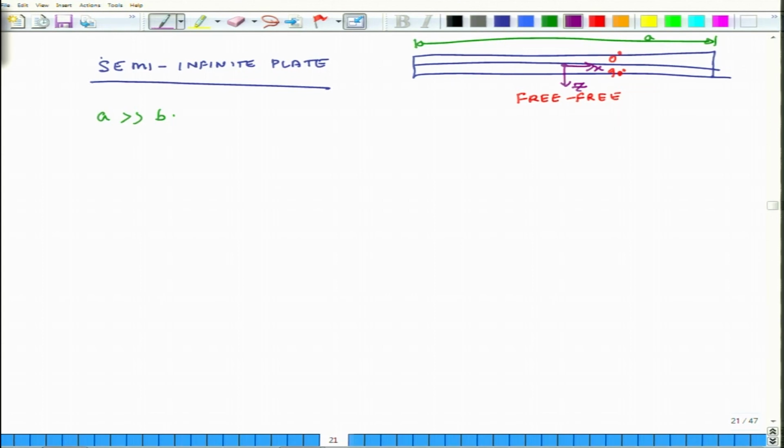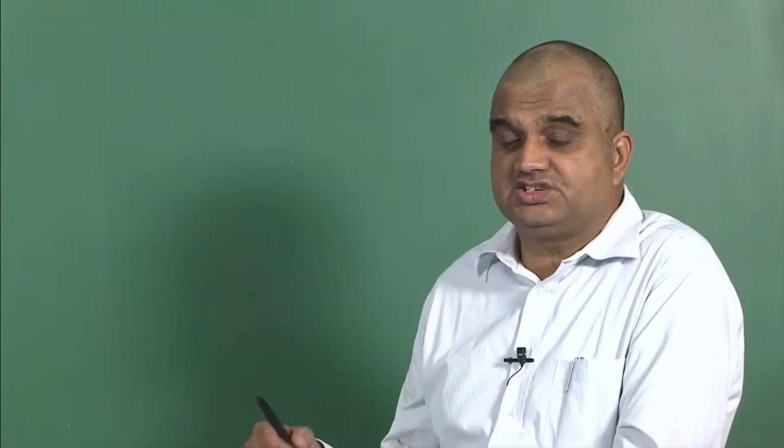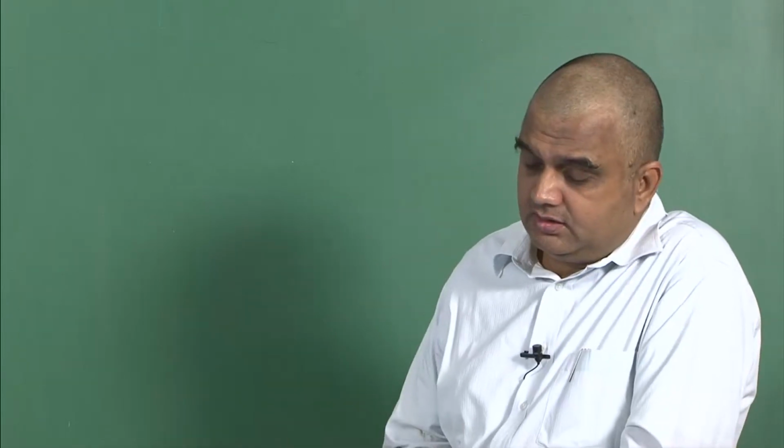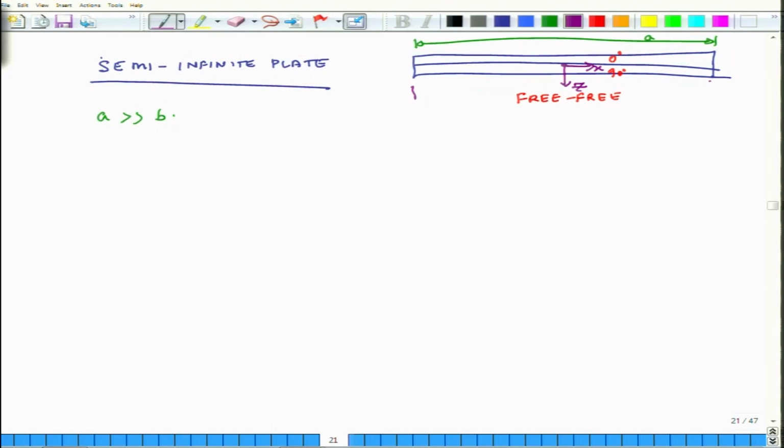So, given that this is a free plate, what are the boundary conditions? If you go back and look at the boundary conditions, each edge has to have 4 boundary conditions, and because this is a semi-infinite plate, we really care about this edge and this edge. So, what are the boundary conditions? The first one is that Nx at both the edges is 0, because it is free, so there are no external forces acting upon the system. Then Nxy for both the edges is again 0. Then there are no external moments at the edges. So, Mx at both the edges is again 0.